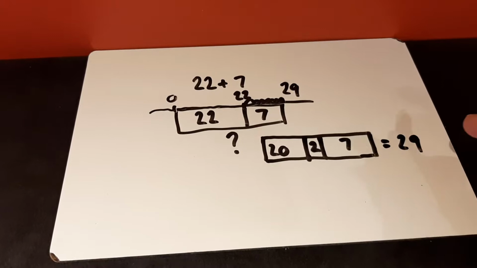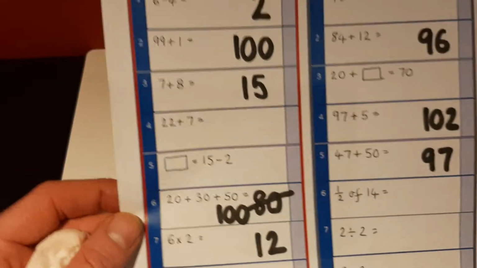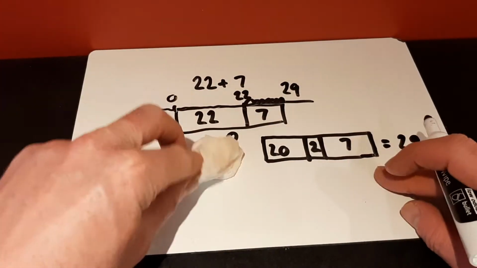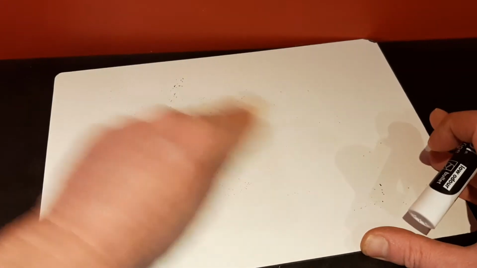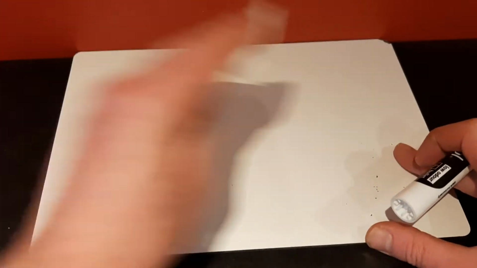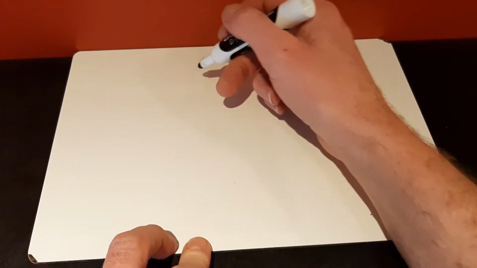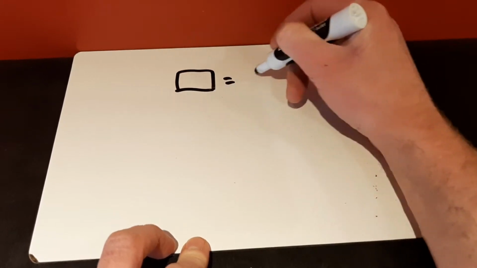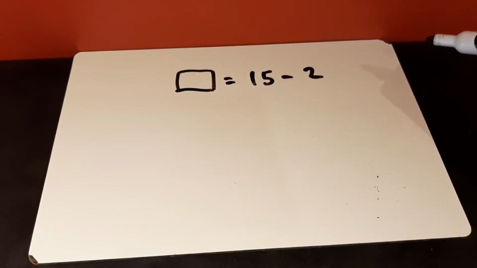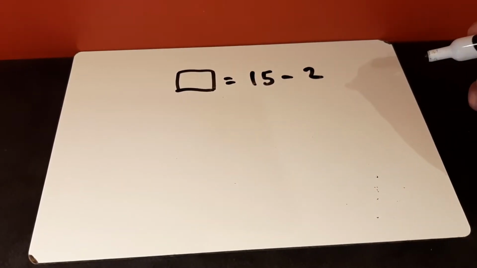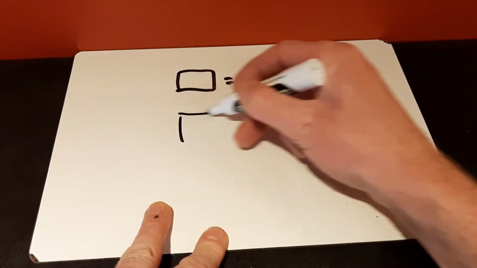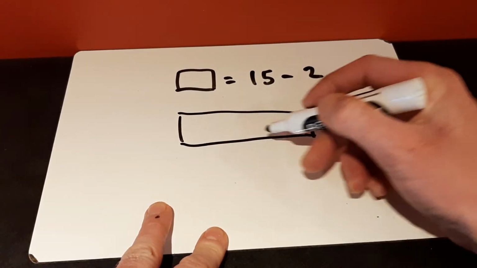Next question on the bronze level is a missing box question. So an unknown equals 15 take away 2. So you're starting off with your total, which is 15, and you have take away 2. It's a bit like an equation where we have to balance both sides. So 15 take away 2 is an unknown. The total, as I've just mentioned, is 15.